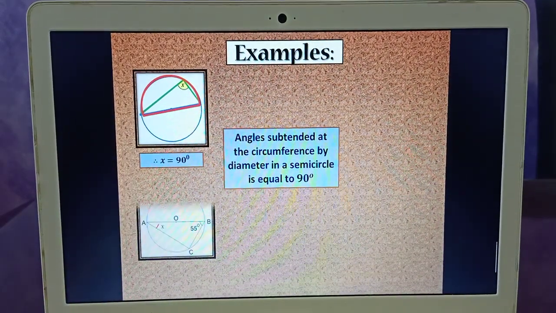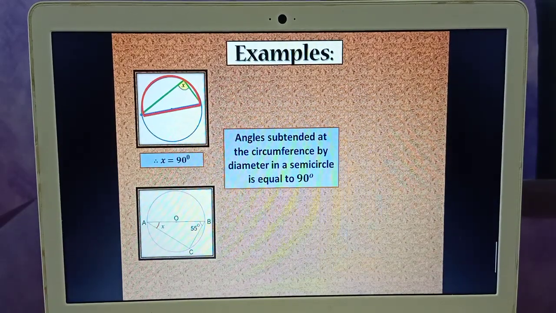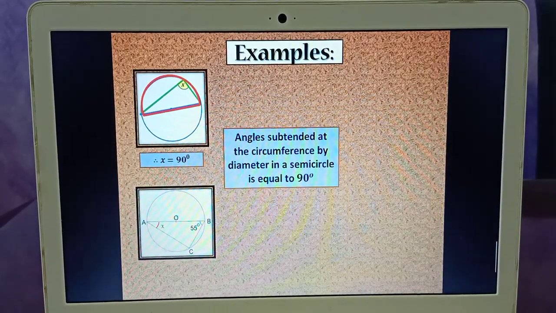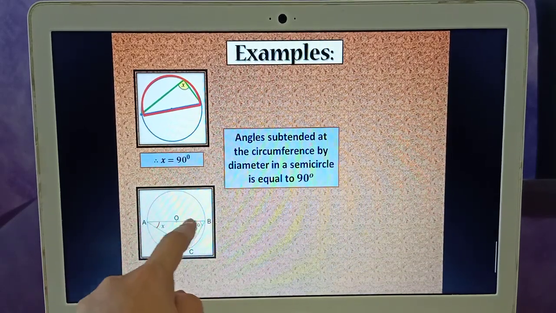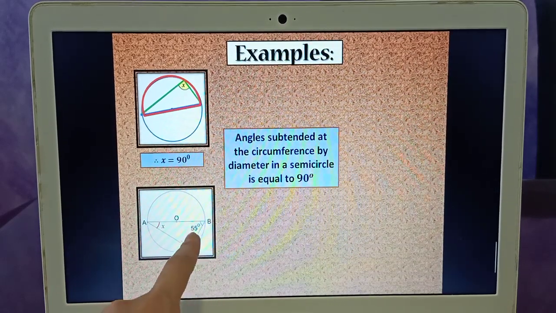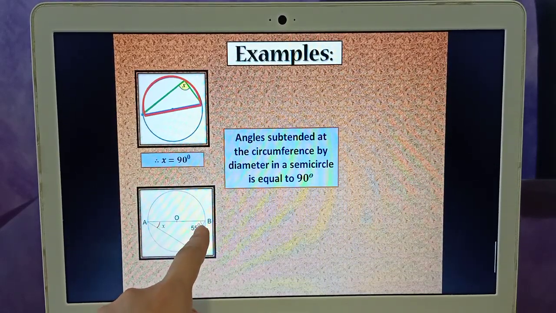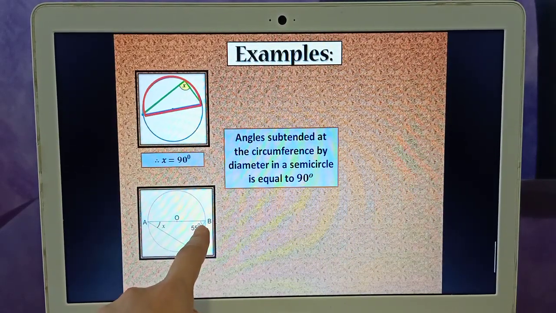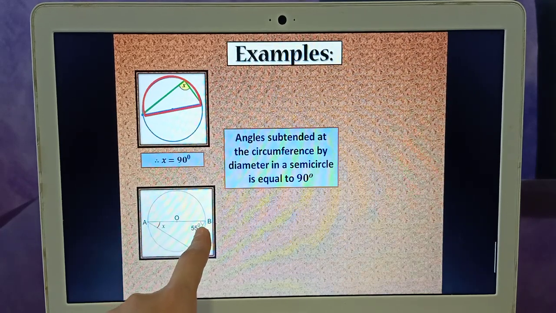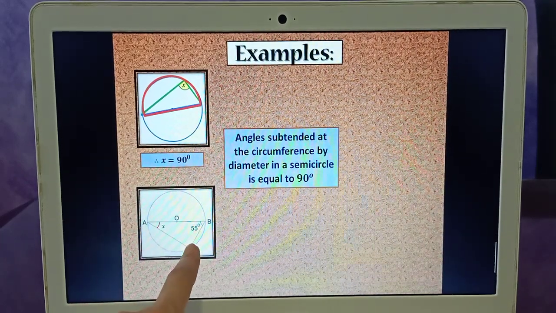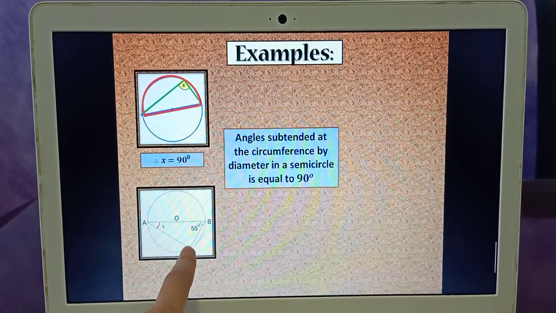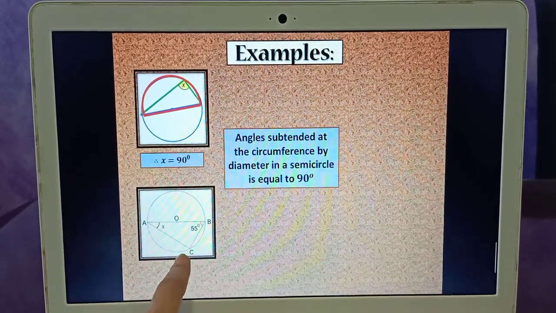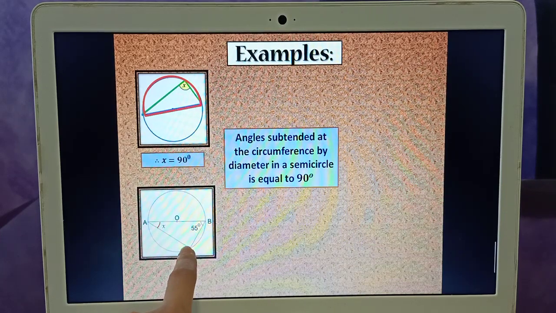Now let's look at this example. How do we get the value of x? As you can see, this is a triangle, and a triangle has three interior angles. We have one angle of 55 degrees, and then x, and this one we don't know. How can we find x if we don't know this one? Of course, I need to know this one. So, is this 90 degrees?